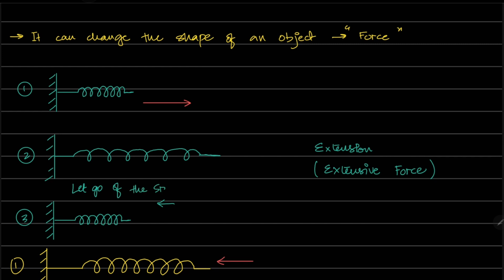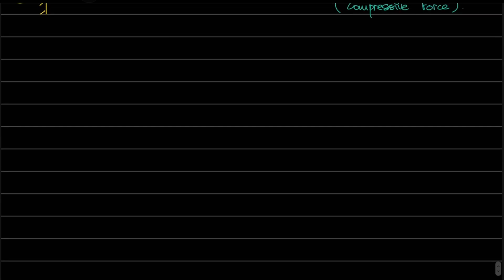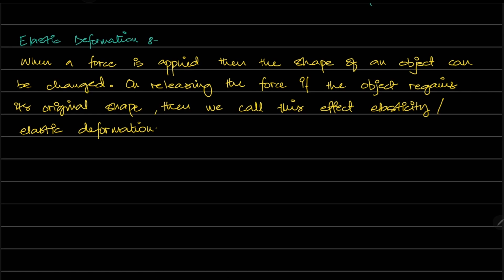when there's no force, this is what you will see. On releasing the force, it will come back to its original position, right? This is what we call elasticity or elastic deformation. I'm going to write down the definition for you guys as well. Just give me 1 second. There you go. That's what the definition of elasticity or elastic deformation is. Let me write that down as well. Elasticity.